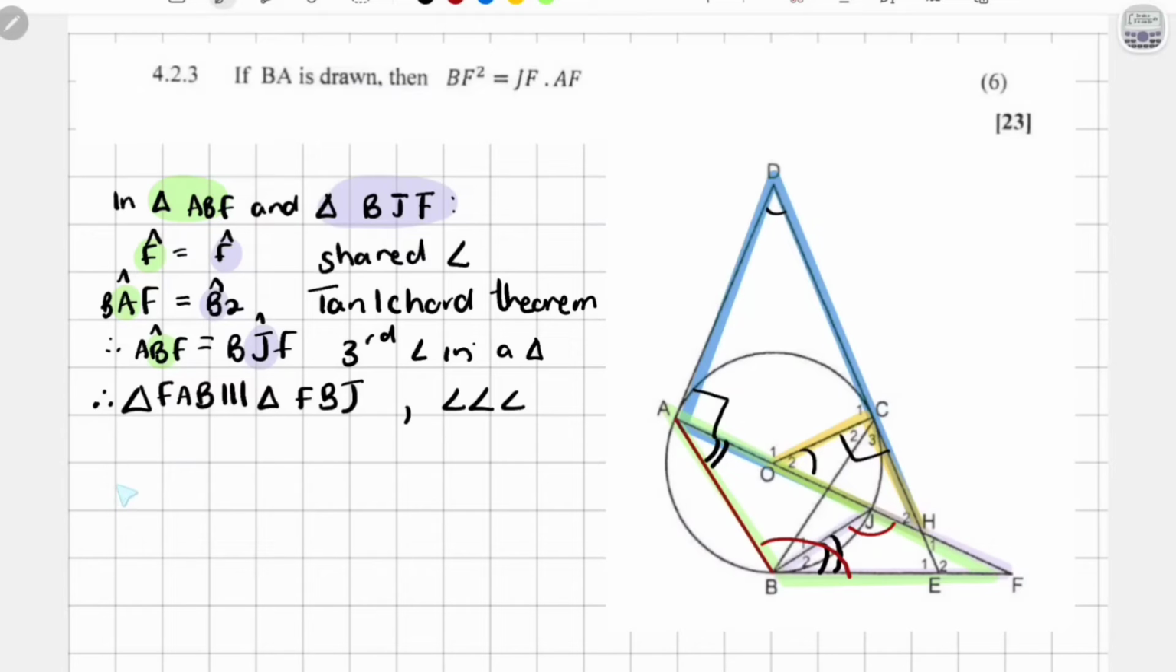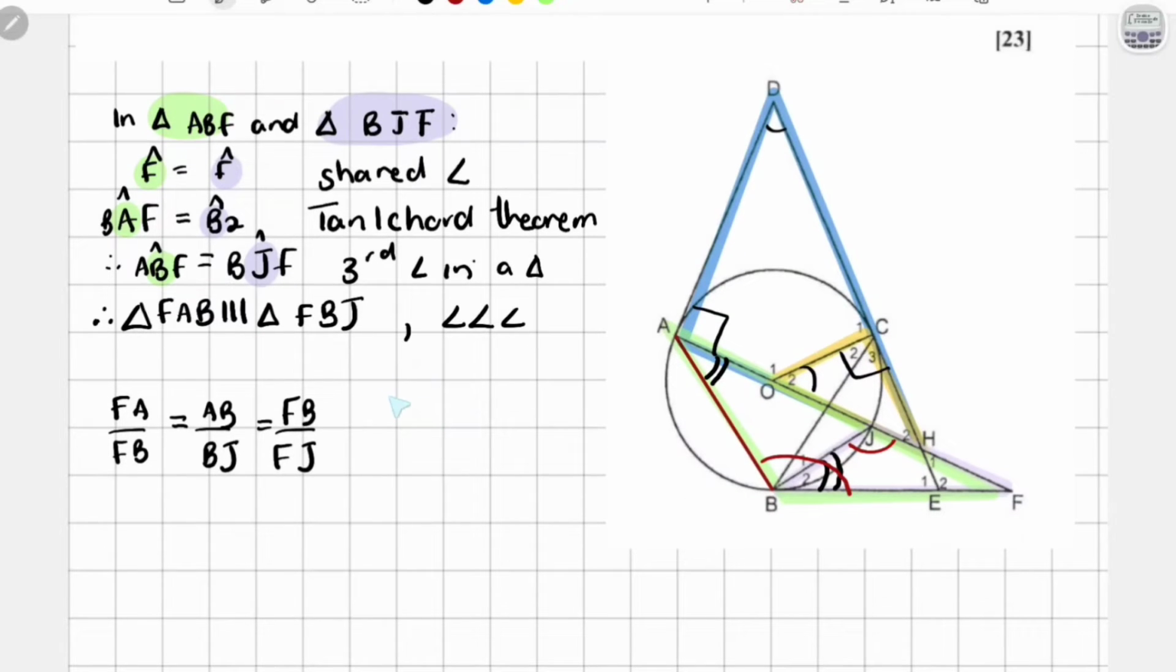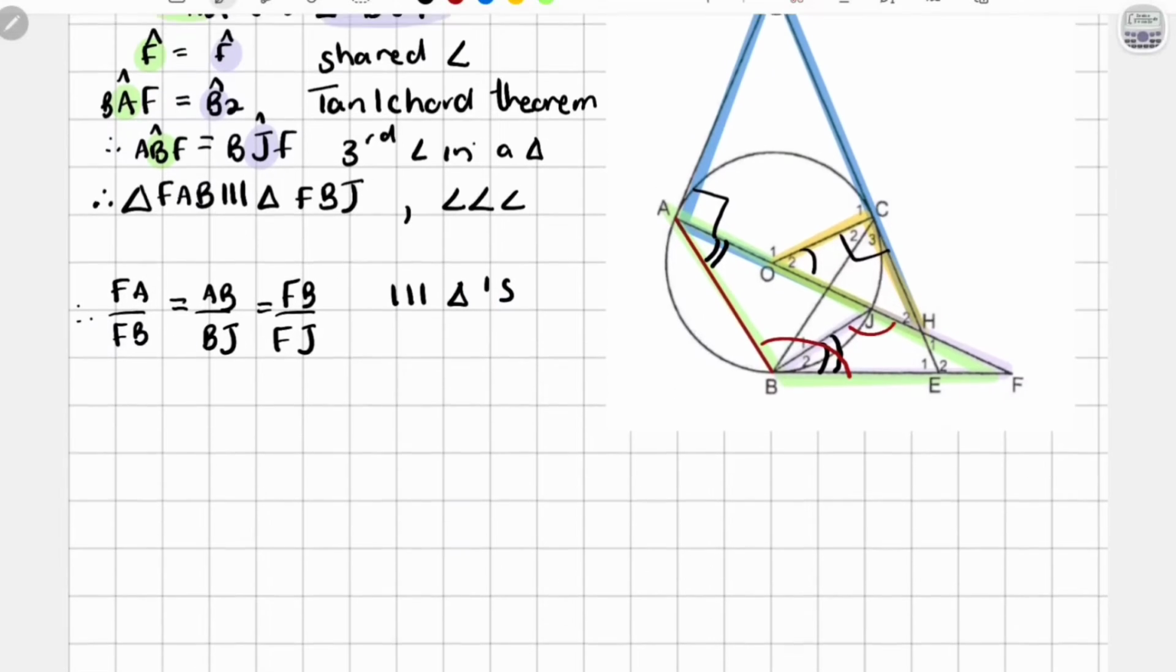Let's start with FA. So we'll say FA over FB, first and second letter, is equal to AB over BJ, sorry, which is equal to FB over FJ. Okay, so in that order, first and first, second and third, and then first and last. And you must do the same on both sides. And this is because the triangles are similar. Okay, so you can say similar triangles. We can say those proportions are like that.